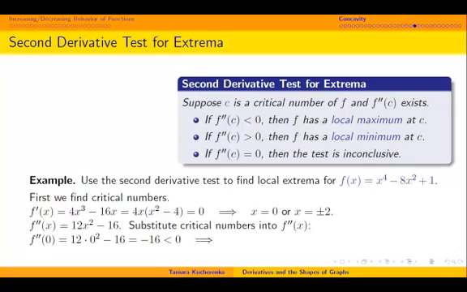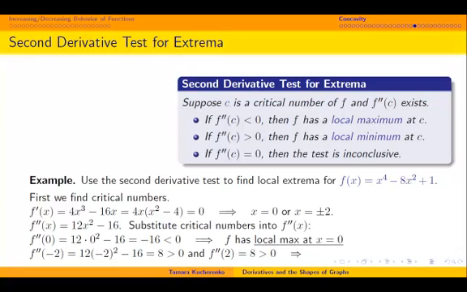Therefore, according to the second derivative test, f has a local maximum at x equals 0. The other two critical numbers are negative and positive 2. F double prime at negative 2 equals 12 times negative 2 squared minus 16 equals 8, which is positive, and f double prime of 2 also equals 8 and is positive. Therefore, f has a local minimum at both negative and positive 2.